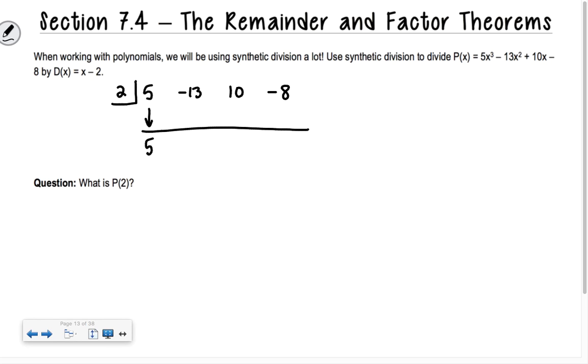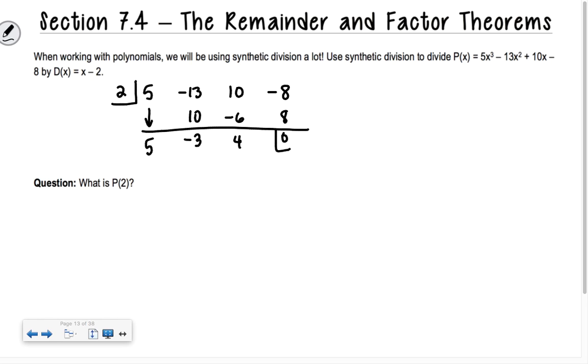If you remember, every time we go diagonally, we're multiplying. Anytime we go up and down, we're adding. Go ahead and try it without looking up here and see if you remember it. All right, so you get 5, negative 3, 4, and then a remainder of 0. Did you guys all get that?